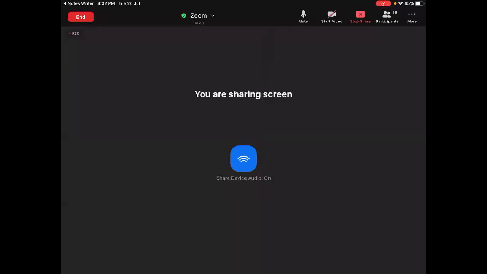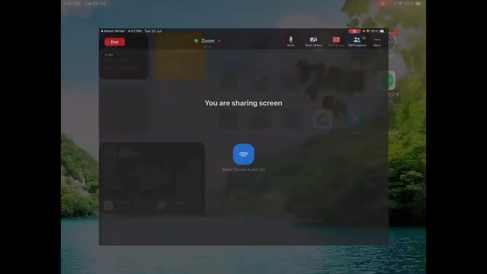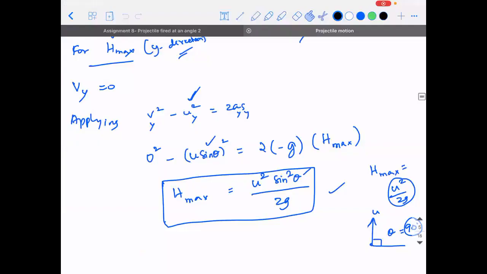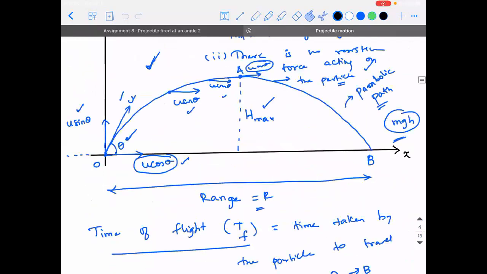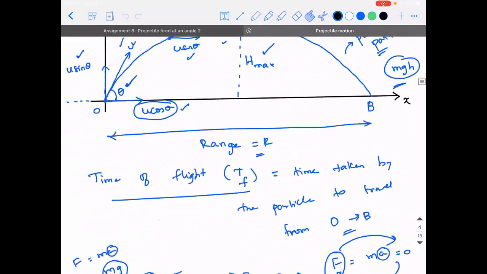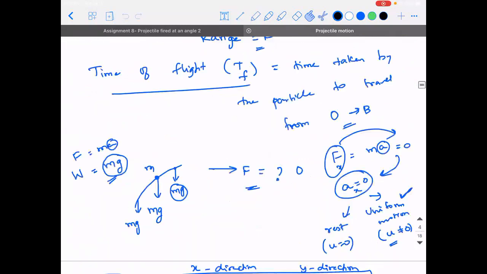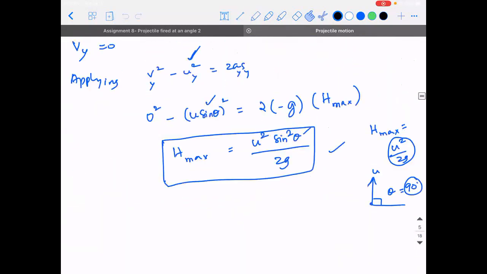Confirm if you guys are able to see my screen. Yes, sir. Okay. So yesterday we started with a new chapter, that is motion in a plane, and we were discussing the projectile motion, an oblique projectile, that is a projectile projected at an angle theta with respect to the x-axis, right? In which we got the maximum height to be u square sine square theta divided by 2g.